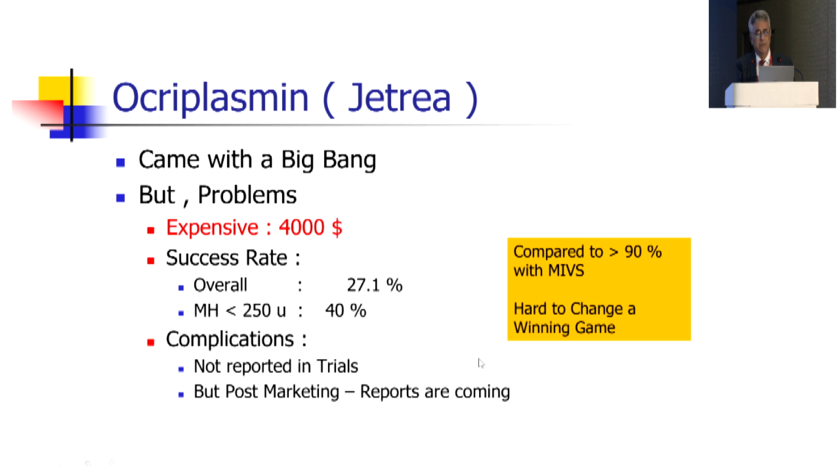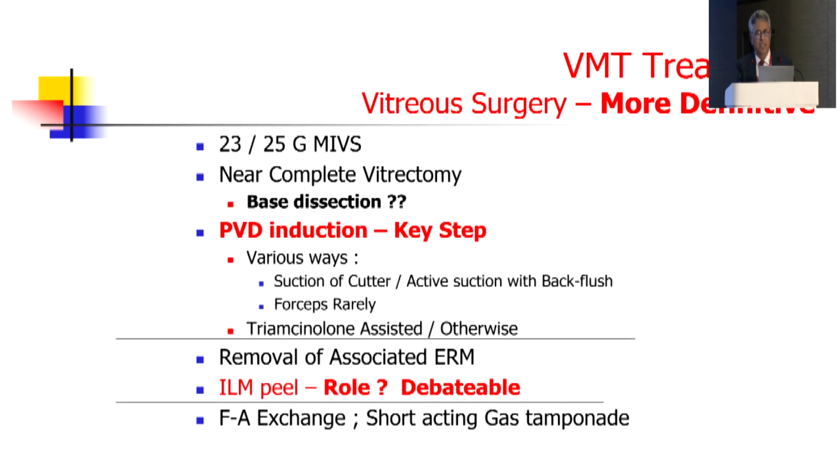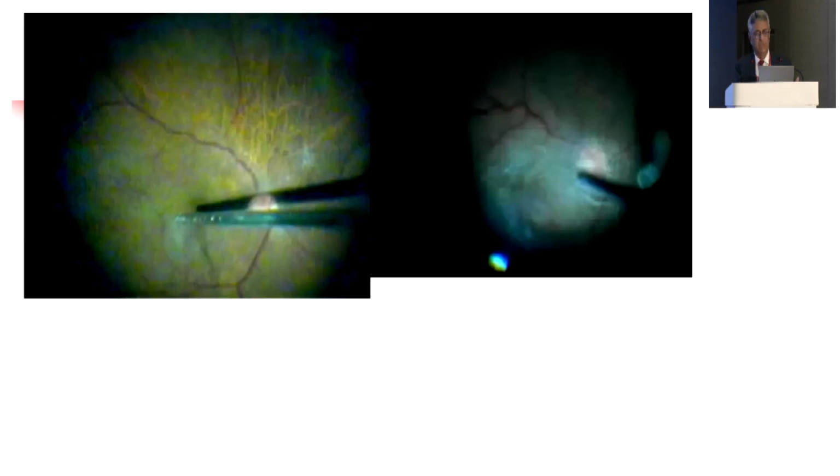because the success rate with a single injection of Jetrea, $4,000, is only 25 to 27%, whereas MIVS guarantees success of more than 90-95% statistically. So, to my thinking, Jetrea has no place in the management of pure VMT at all, because this surgery, MIVS, is very definitive. After you do a core vitrectomy, go ahead and remove the vitreous, put air, that's it. We do not inject any gas or anything.